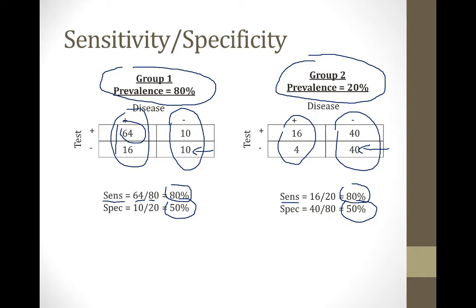So you can see that the sensitivity and the specificity are identical, even though the prevalence in group 1 was 80% and the prevalence in group 2 was 20%. And if you don't want to remember all this math, just remember the point I'm trying to make, which is that sensitivity and specificity are independent of the prevalence of disease.